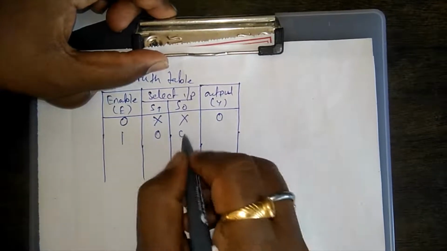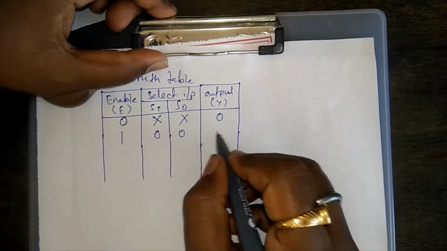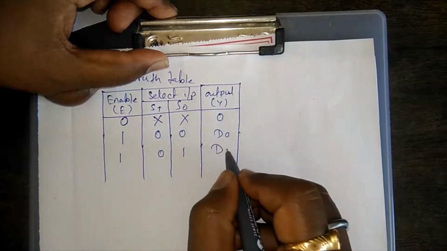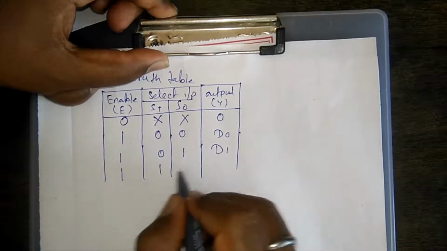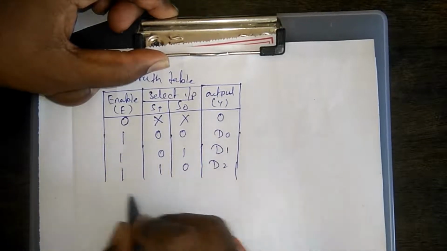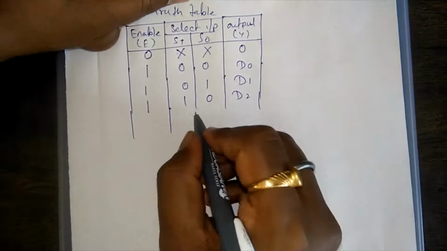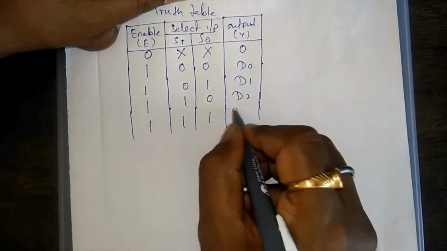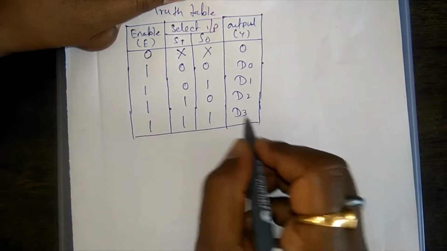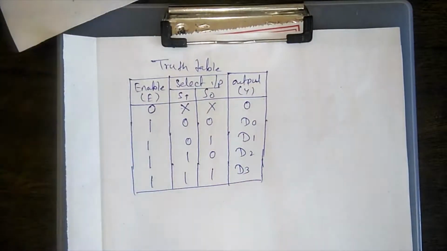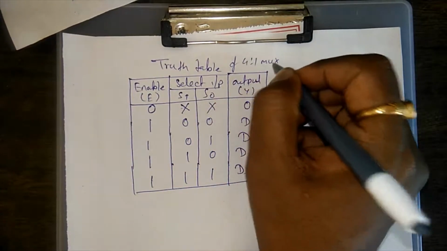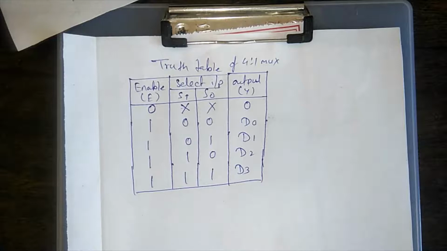Enable is 1, select 0, 0, so output will be D0. Enable is 1, select 0, 1, output D1. Enable is 1, select 1, 0, output D2. Enable is 1, select 1, 1, output is D3. So this is the truth table of the 4:1 mux. Okay, so in this way we have to solve it. Getting this?